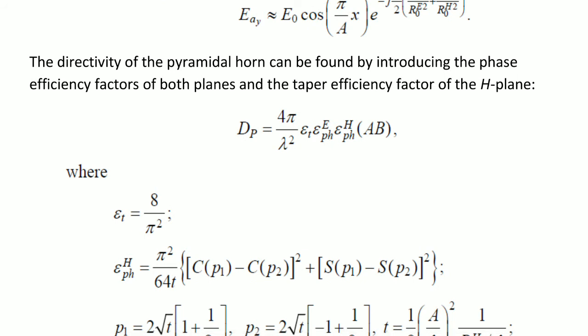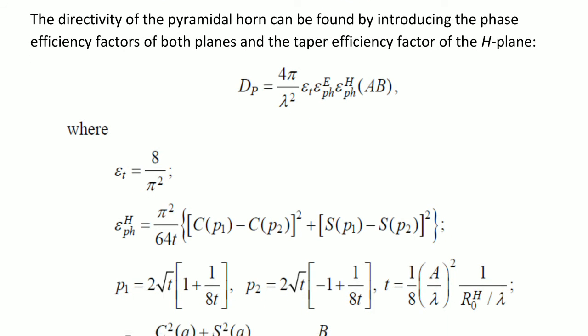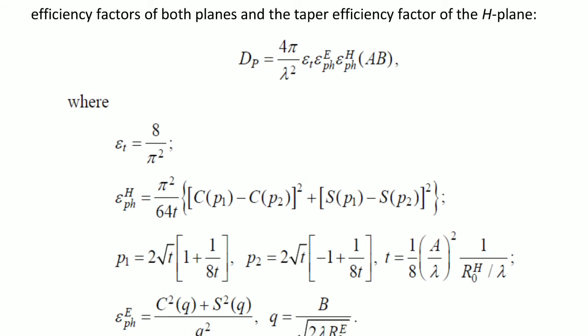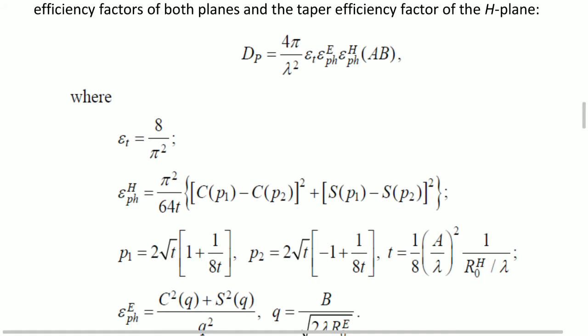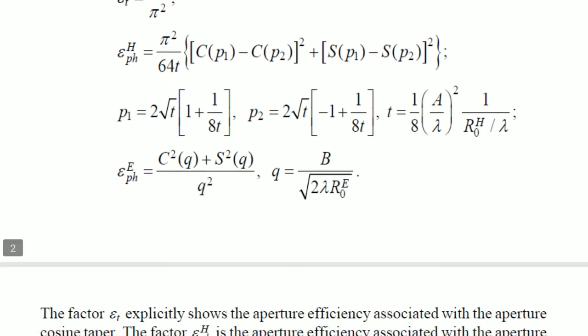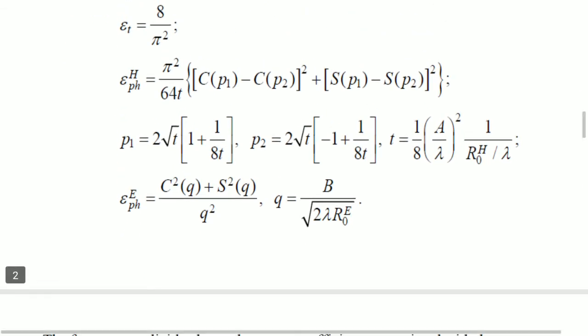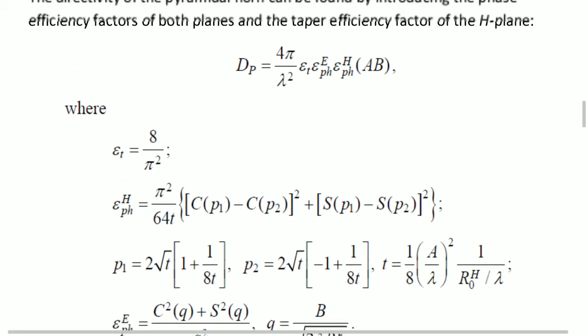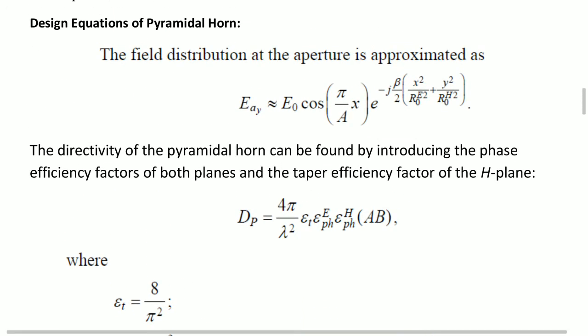We can see these equations of epsilon t. This is the tapering efficiency factor, 8 upon pi square. Another one is the phase efficiency factors, the formulas of rho and q. Please remember those formulas. They are very important regarding the design considerations of the pyramidal horn.